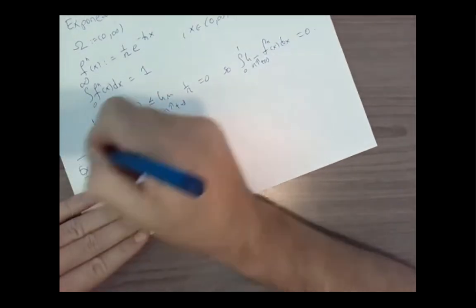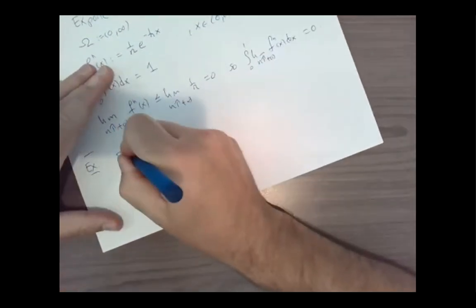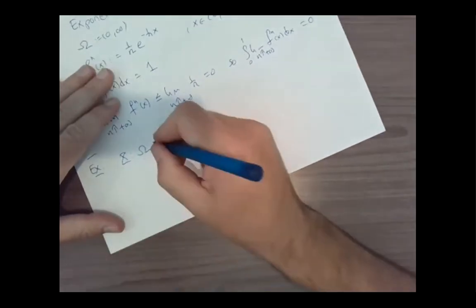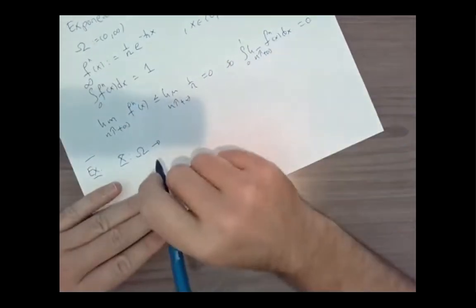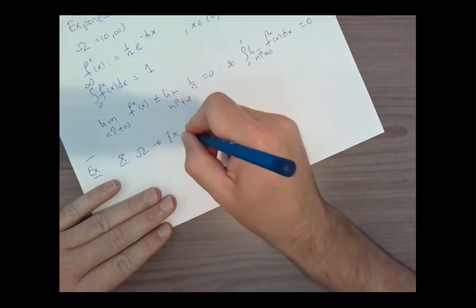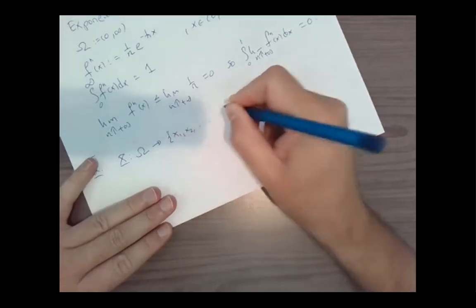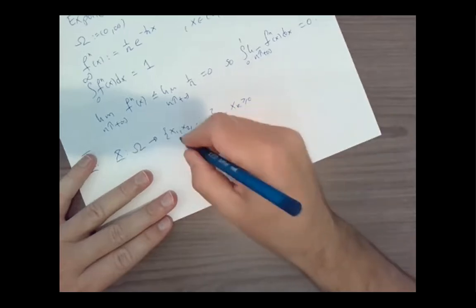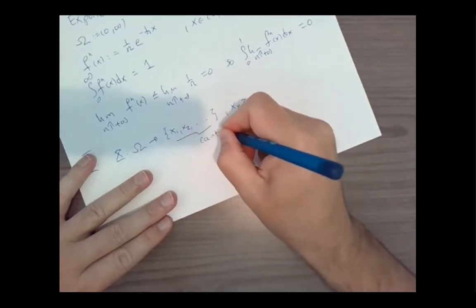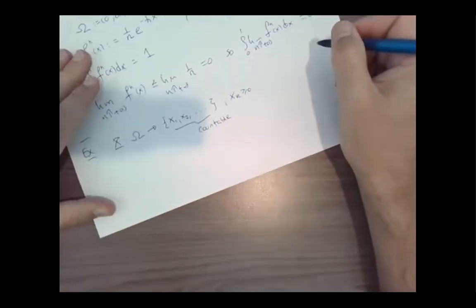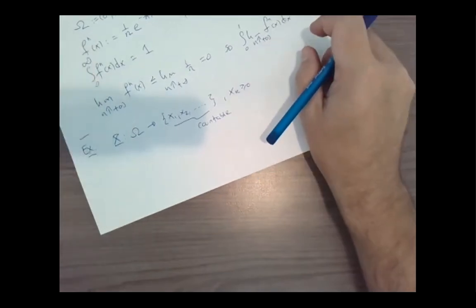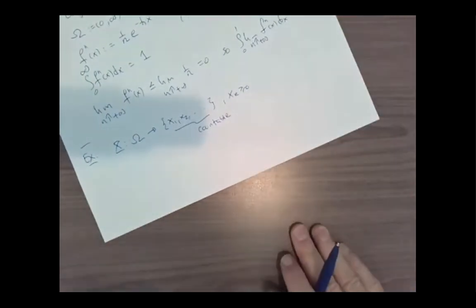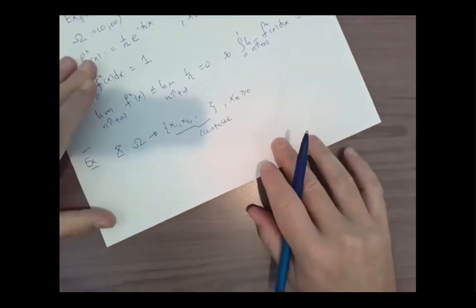at the case where my random variable, my x, goes from omega, but instead of going into R, it takes on fewer values. So it takes on x1, x2, and so on, and this is countable. Then how would we compute the expectation?